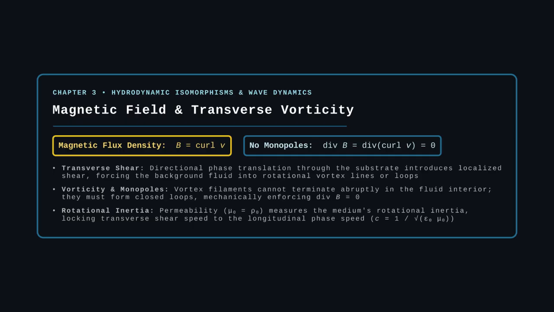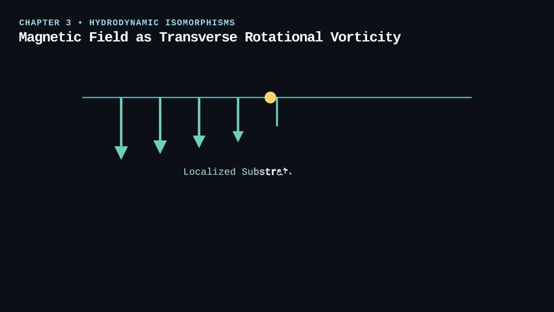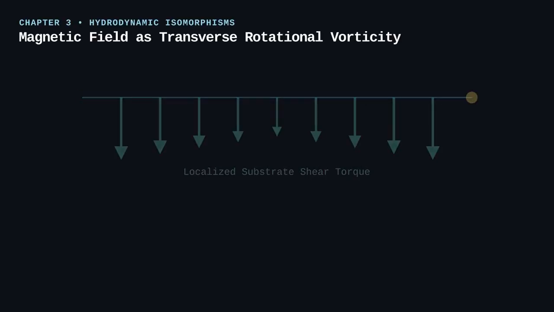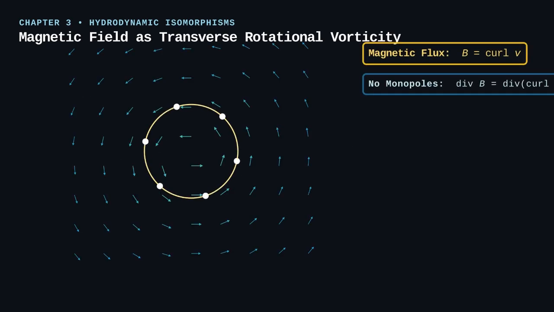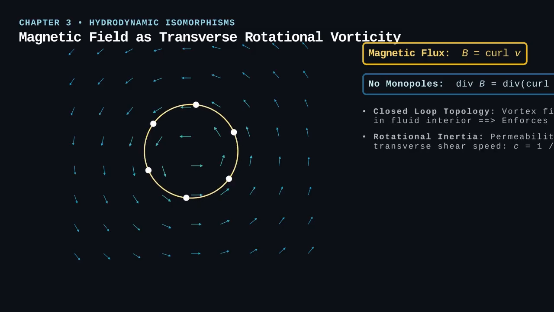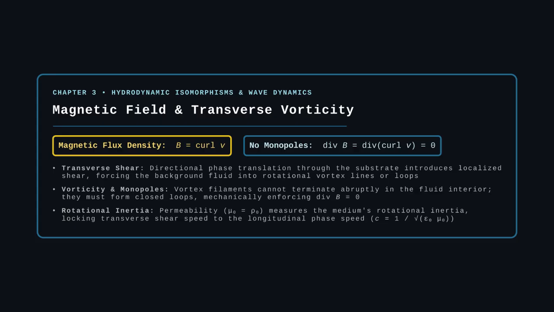Moving to the magnetic field as transverse rotational vorticity, because the spatial graph network functions as a hydroelastic medium, a directional phase displacement undergoing physical translation through the substrate introduces localized shear. This shearing torque forces the non-viscous background fluid into rotational motion, generating vortex lines or loops. We define the magnetic flux density vector, B, as the physical vorticity or curl of the underlying fluid velocity field, V, B equals curl V.